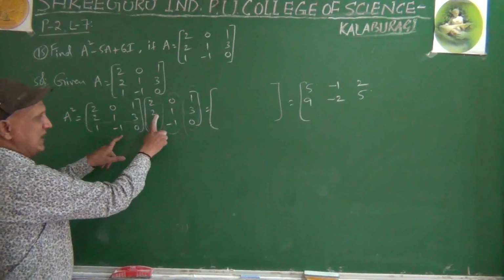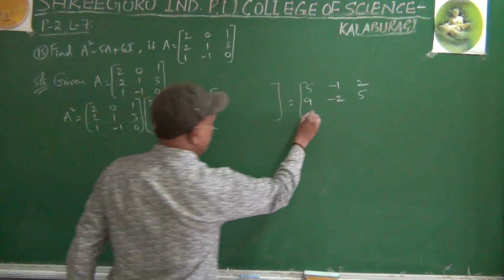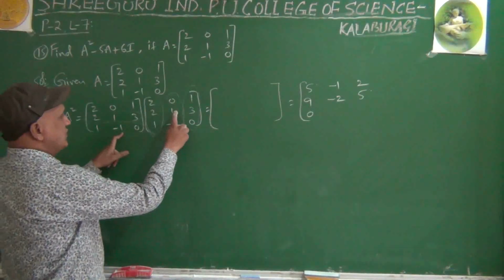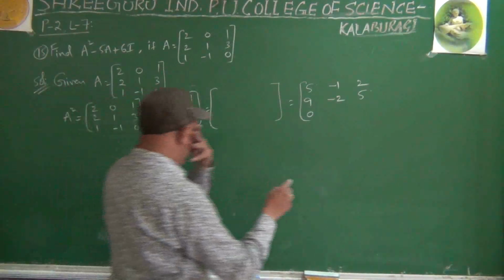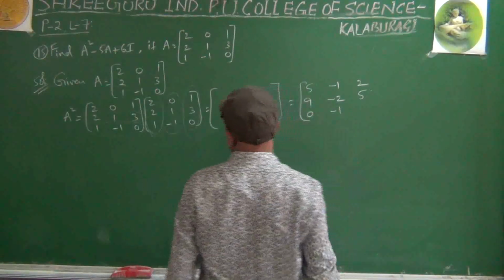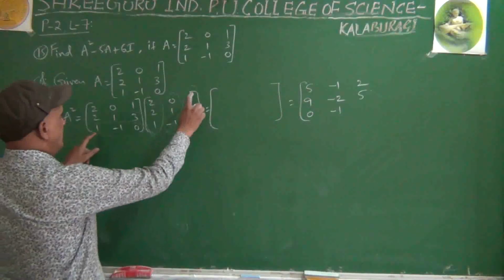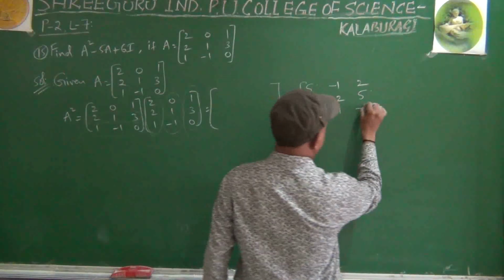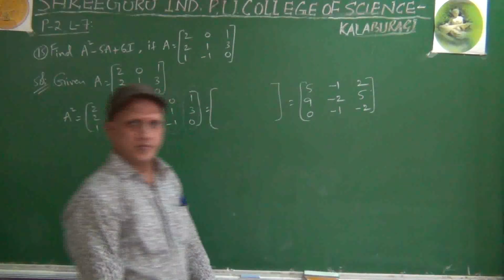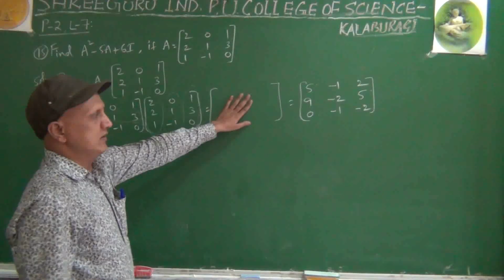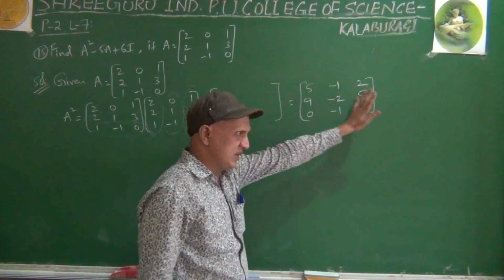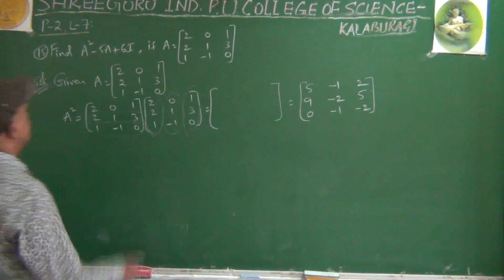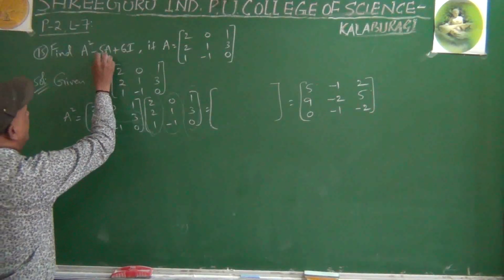1 into 2, minus 2, 0 plus 0, 0. 0 minus 1, minus 1. Next, 1 minus 3, minus 2. 0, minus 2. If you solve slowly, then you too get the same answer. Okay? Right, A square is finished.